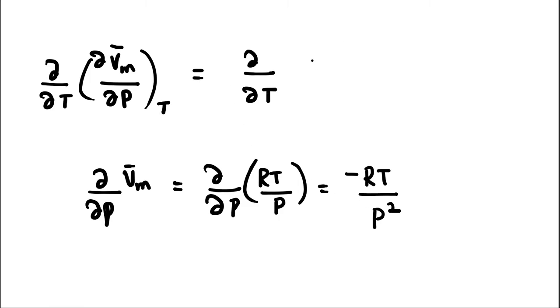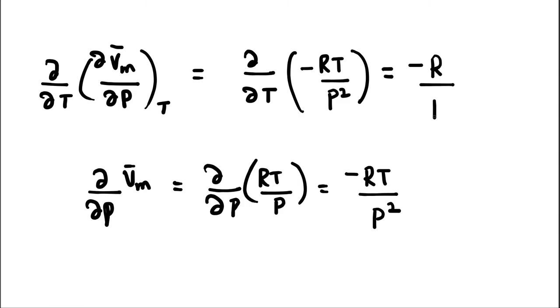So let's plug here. Negative RT over P square. So that gives negative R over P square. Why? Because differentiation of temperature with respect to temperature is 1. So that gives negative R over P square.